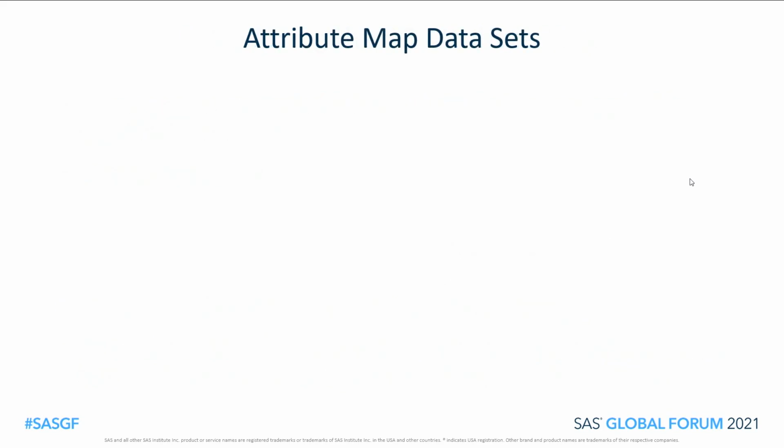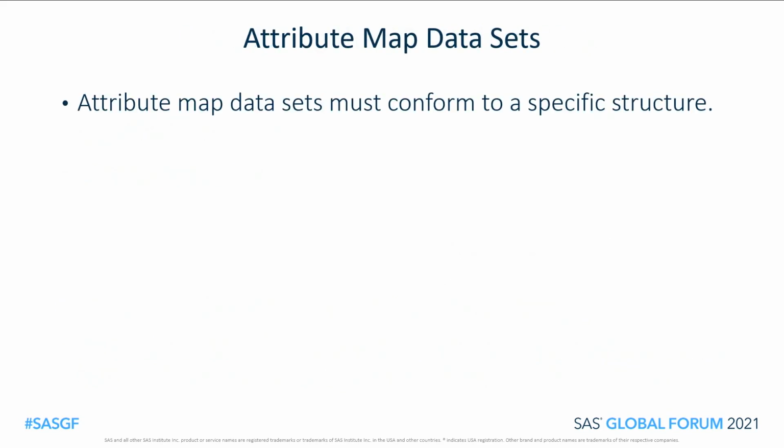To use an attribute map, we have to create a data set that is in a specific structure, and it needs to have certain columns in it. For those of you who have ever used proc format with the CNTLIN option, where you create a data set that contains the information that is going to be in your format, this is a similar concept. You have to create a data set that specifies all these details, and then we're going to use that in proc SGPlot.